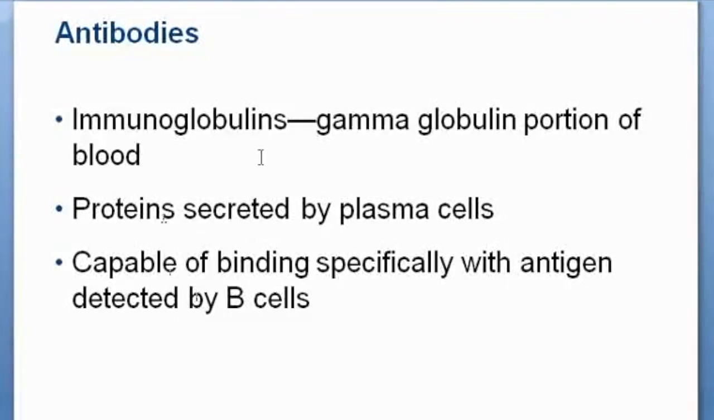When they're in the blood, they're called immunoglobulins. Well, they're always called immunoglobulins. But in the blood, they're part of the gamma globulin portion. Remember how we had plasma protein? Some of those are actually antibodies.